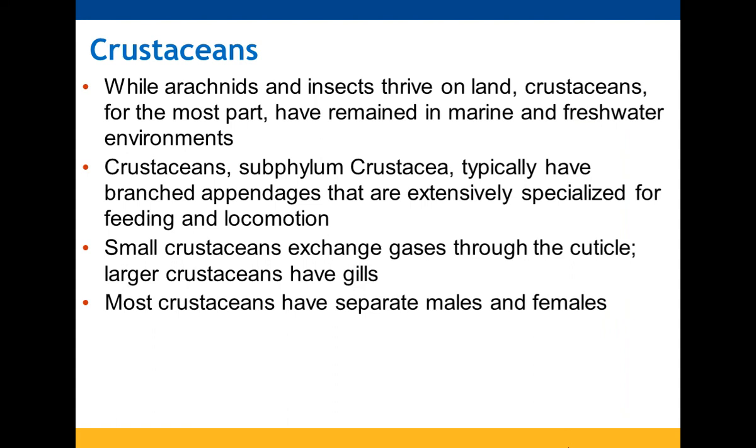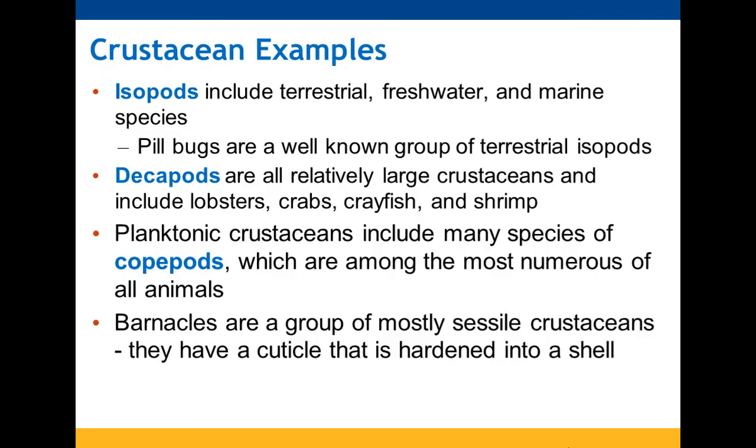Crustaceans have remained primarily in water environments, marine and freshwater. They have branched appendages that are specialized for feeding and locomotion. Small ones are able to exchange their gases through the cuticle. Larger ones have gills, and most of these have separate males and females.